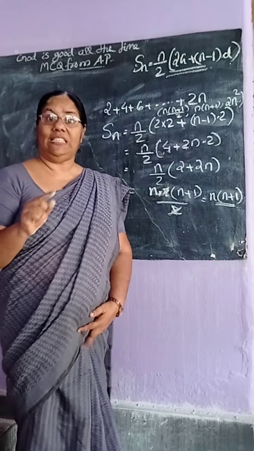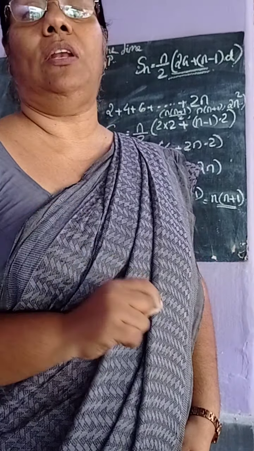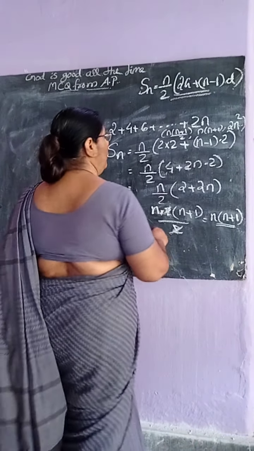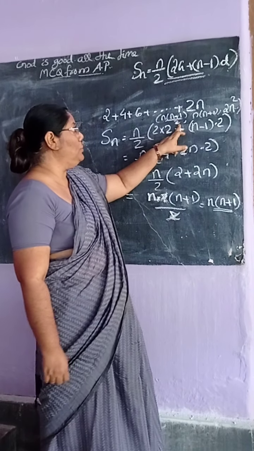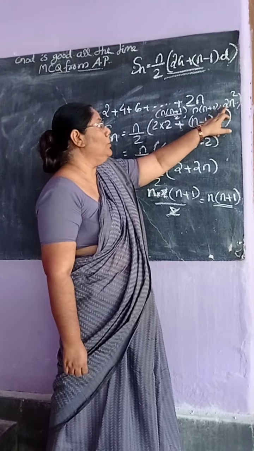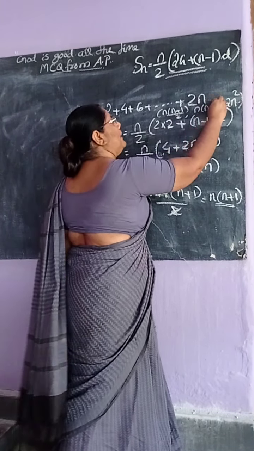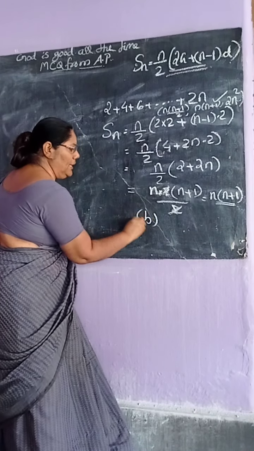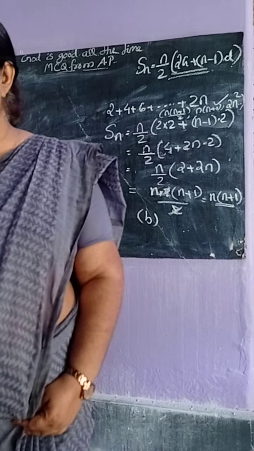Sum of first n even natural numbers formula: n into n plus 1. Therefore, pick out the options: n into n plus 1 by 2, n into n plus 1, 2n square, none of the above. Therefore, the correct option is n into n plus 1. That is, the option is B. Understand? Next, write the next question.